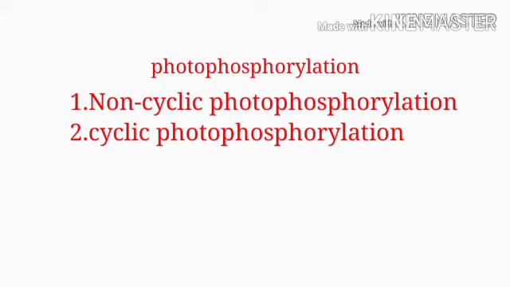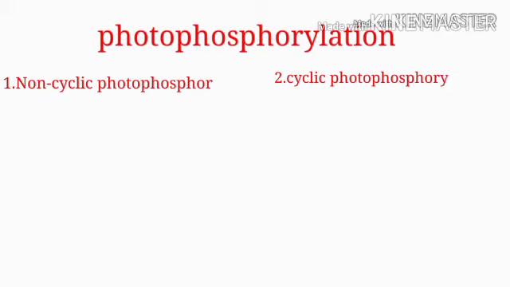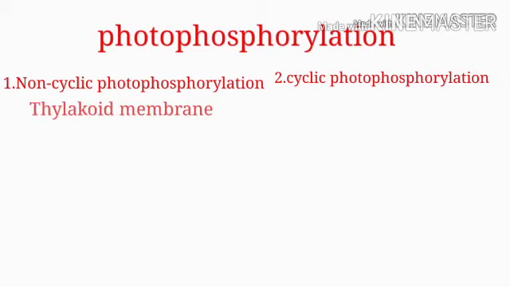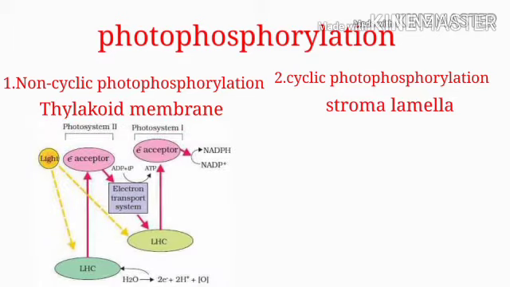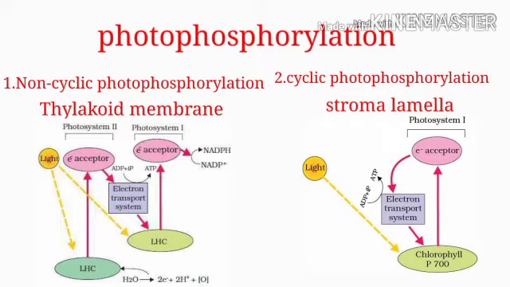Let us see it in detail. Non-cyclic photophosphorylation occurs in the thylakoid membrane and cyclic photophosphorylation occurs in the stromal lamellae, because PS1 and 2 both are present in the thylakoid membrane, but in the stromal lamellae only PS1 is present.